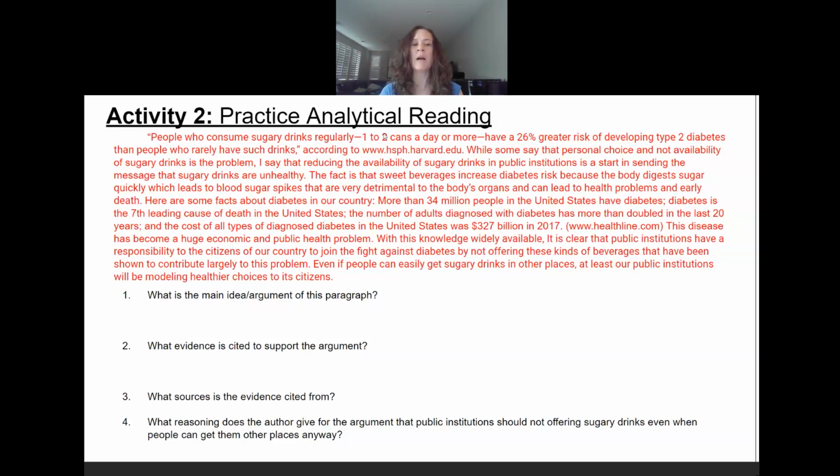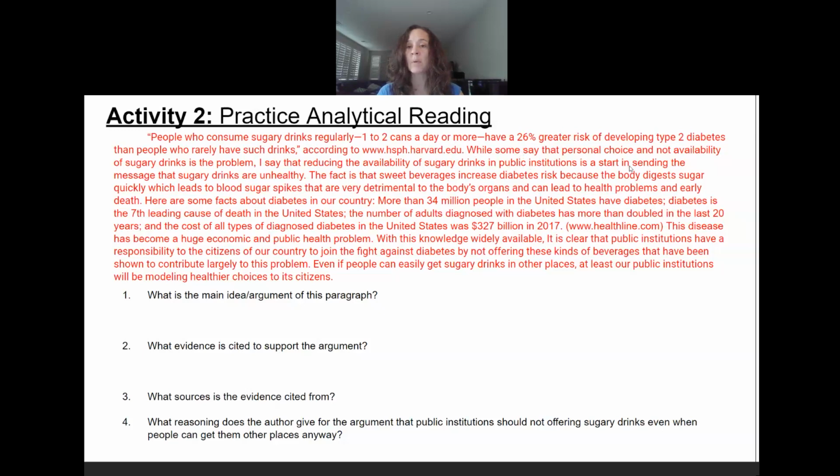So this paragraph, it started with a quote. And it said people who consume sugary drinks have a 26% greater risk of developing type 2 diabetes. That's pretty high. That's almost 30%. So that was a shocking statistic. So then I think that's the hook. So I think the argument is going to come next in the second sentence.